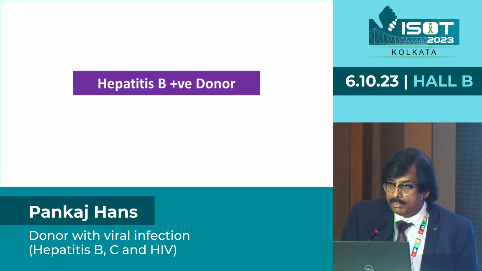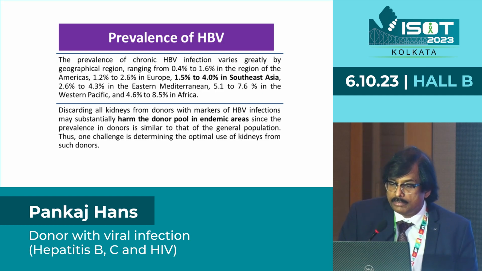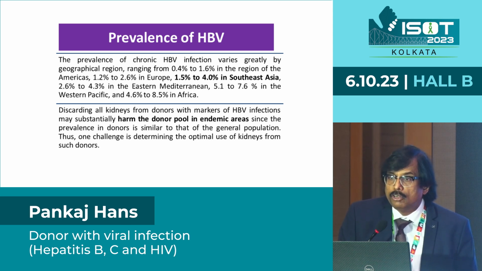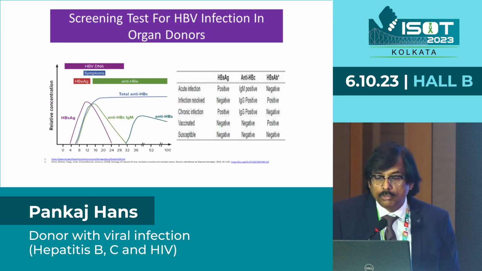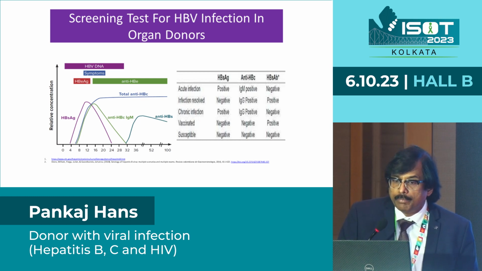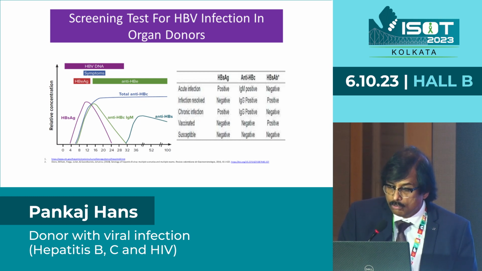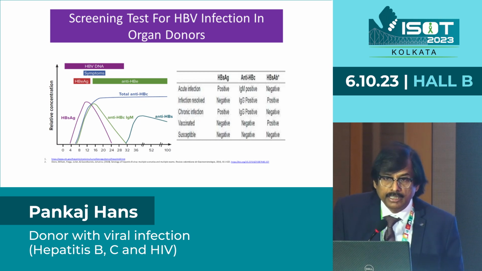Now coming to the first, that is hepatitis B positive donor. If we discard all hepatitis B positive donors, the incidence of which is about 4% in our country, the donor pool will be dramatically reduced. So we have to categorize these patients into acute infection, chronic infection, whether the infection is resolved, whether the donor is vaccinated or not. And then we can just divide into two groups.